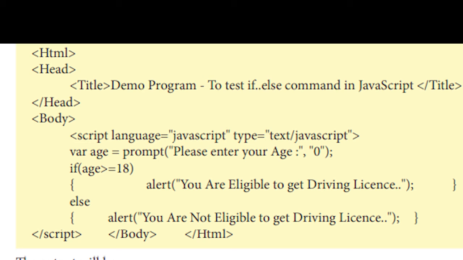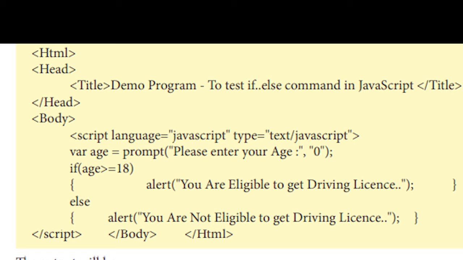Whatever you are giving inside this else part. Here, if age is greater than or equal to 18, whatever you are entering is greater than 18 means you will get this true part, that is the alert in the first part, you are eligible to get driving license, that will be displayed. If that condition is false, if age is not greater than or equal to 18, the next part, the else part, below else you have a line, right? You are not eligible to get driving license. This one will be displayed in the output side, right?